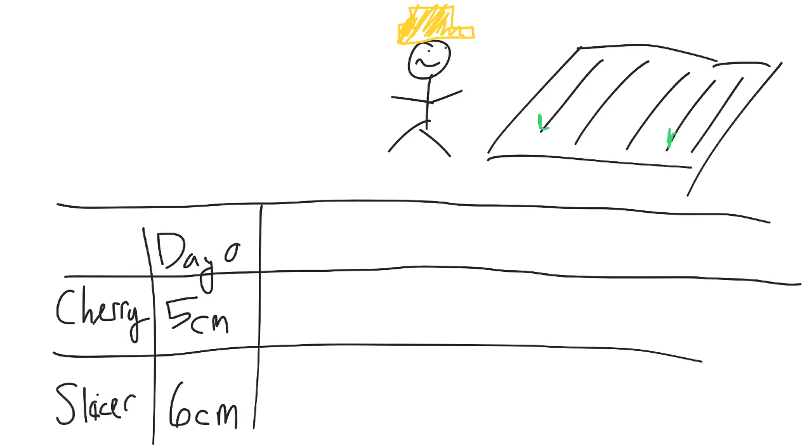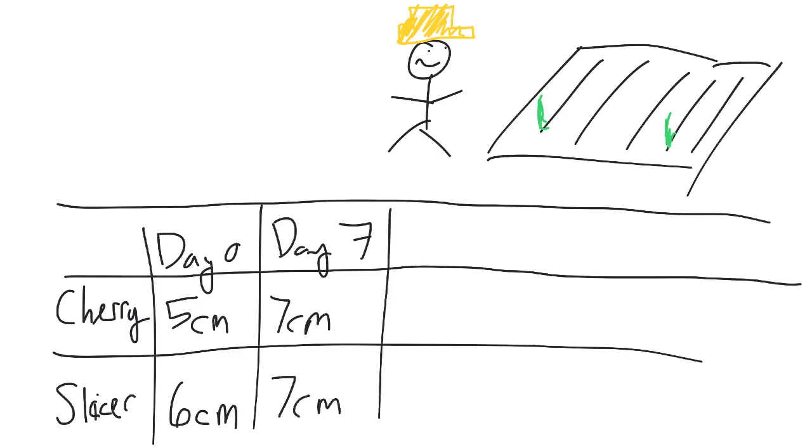Then he waits 1 week. Okay, so 7 days go by. He waters them the same every day, every other day, not giving them too much, and they grow just a little bit. And so he goes out, and on day 7, he measures the cherry tomato, and he sees, wow, this thing is 7 centimeters high. And he sees that the slicer tomato is also 7 centimeters high.